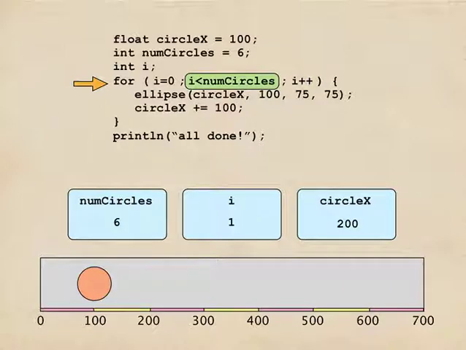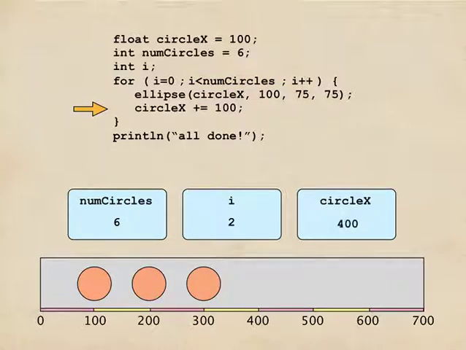Is i less than num circles? Well, yeah, 1 is less than 6. So we go into the loop, we draw the ellipse, we go to the next line, we add 100 to circle x, we go to the next line, that's the closing curly brace. Back up to the top we go. And as you remember, the first thing we do is the update statement. i is currently 1, so i++ adds 1 to that, and now i is 2. Now we do the test. 2 is indeed less than 6, so into the loop we go. We draw the ellipse, we add 100 to circle x, and we're at the bottom of the loop.